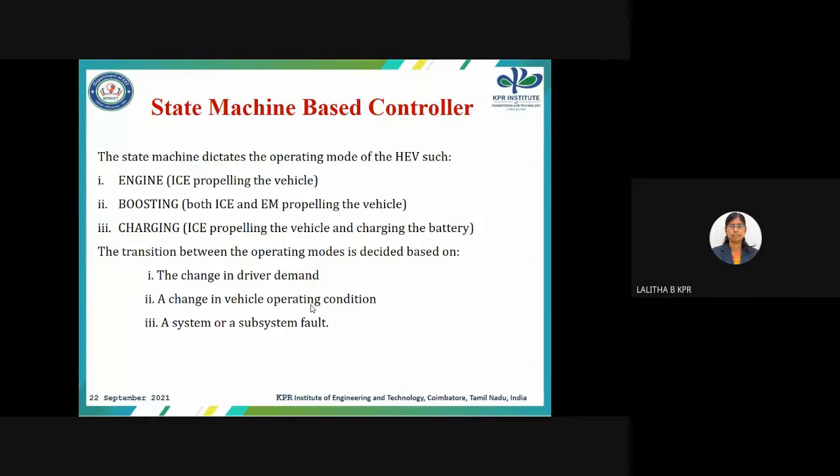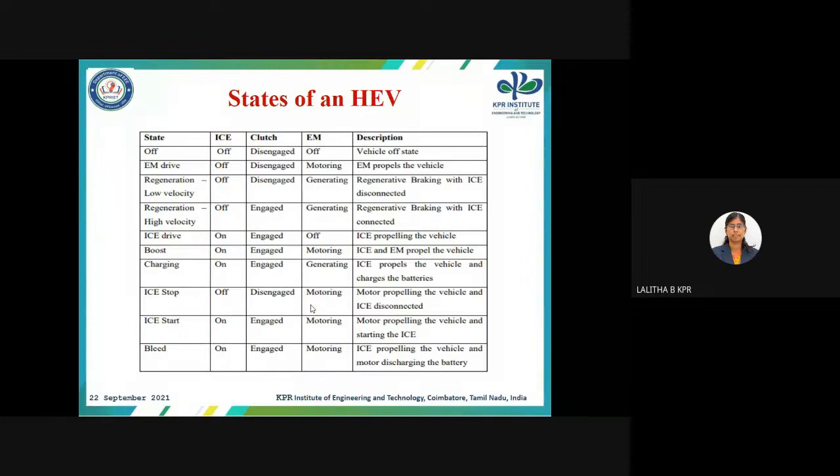The state machine operating modes are, the first one is engine, that is the IC engine propelling the vehicle. The second one is boosting, that is both the IC engine and electric motor operate. The third one is charging, that is the IC engine only running and charging the battery. The transition between the operating points is decided based on the change in the driver demand, a change in vehicle operating condition, and a system or subsystem fault.